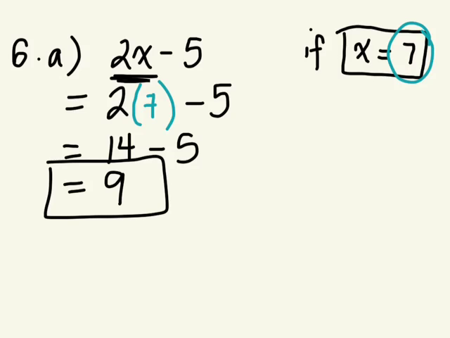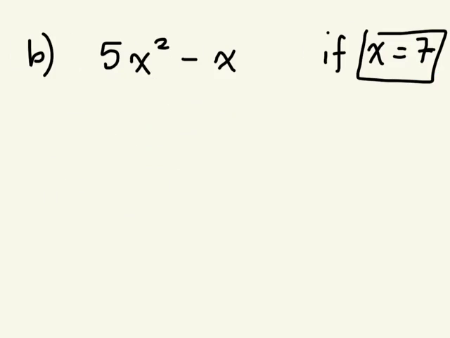Okay, but let's try another one with an exponent. That one's a little trickier. So wherever you see the variable x, we need to replace it with what? 7. Good. So it's going to be 5 bracket what? 7 to the power of 2. Okay, 7 to the power of 2 means what? 7 times 7. Okay, we'll do that first, but then we still have to plug in take away 7.